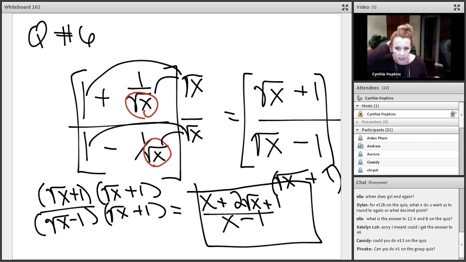Okay, so Caitlin, the answer to number 6, I just did it. There you go. x plus 2 rad x plus 1 all over x minus 1. Okay. All right. Cassidy, could I do number 13 on the quiz? I already did. Phoebe, can I do number 1 on the quiz? Sure.